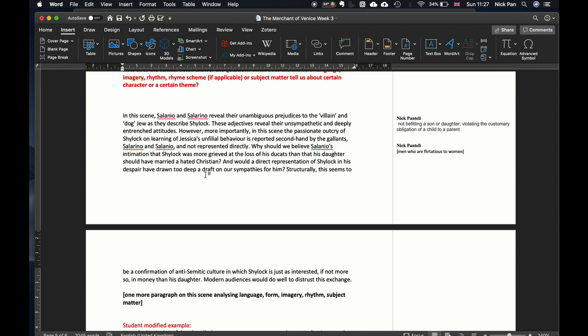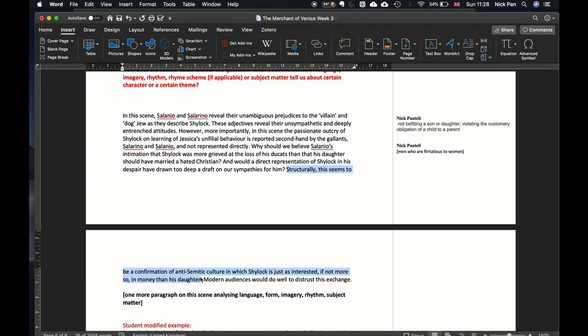Structurally, this seems to be a confirmation of anti-Semitic culture in which Shylock is just as interested, if not more so, in money than his daughter. So we could probe this a little bit more. Does this mean that we should think that Shakespeare is not interested in defeating prejudice, or should we just say, we don't know?